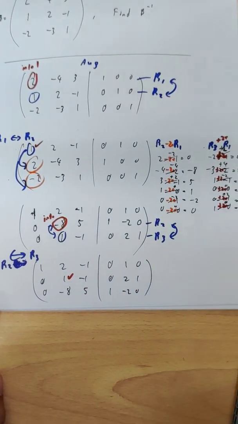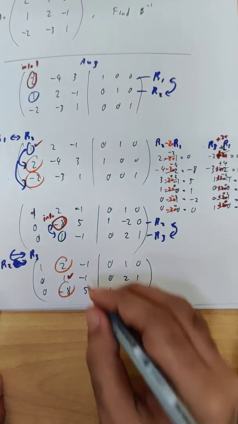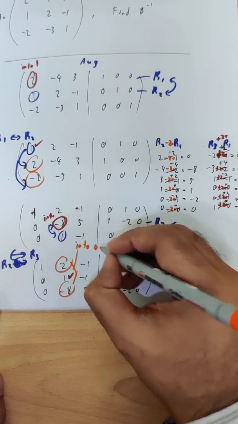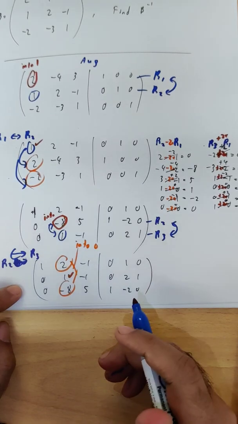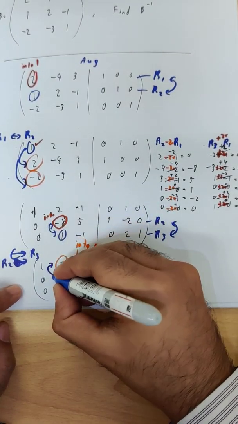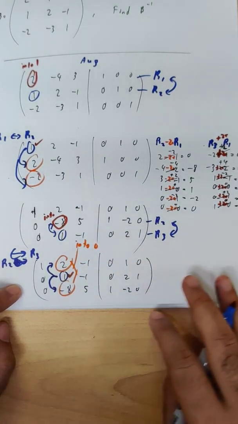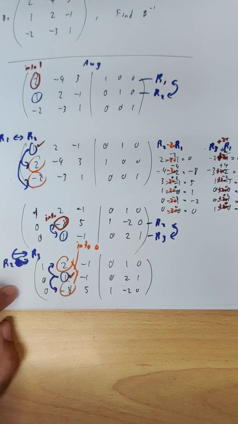So the next step is you're trying to make this negative 8 and this 2 into 0. Okay, so how are we going to get this 2 and negative 8 into 0? We're using this 1 to attack both of them. This is a bit of a long calculation, but the techniques are all the same.